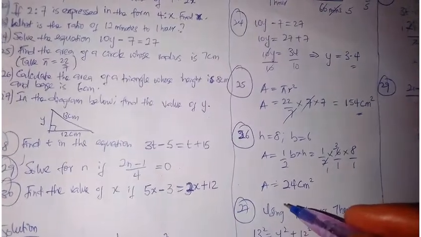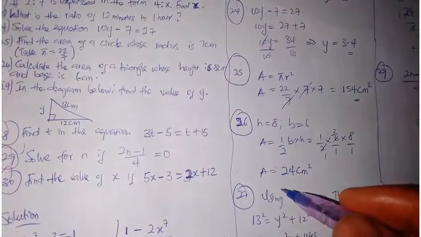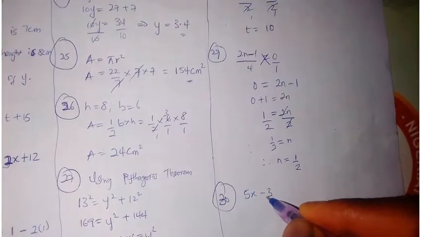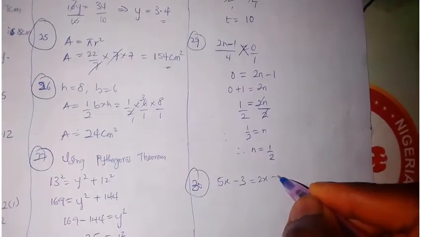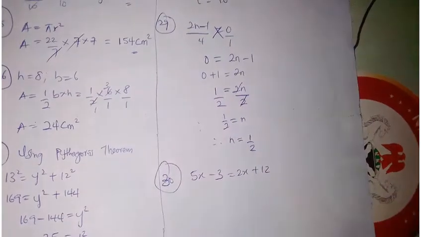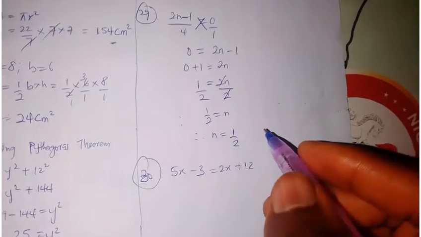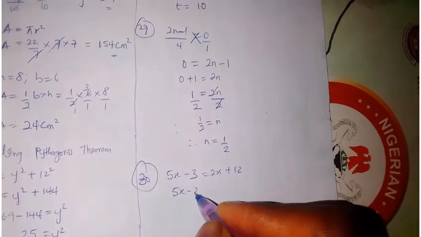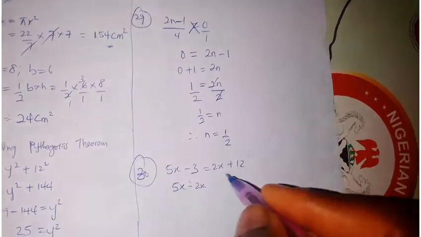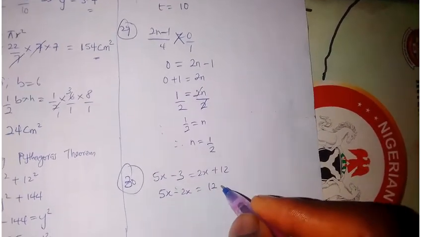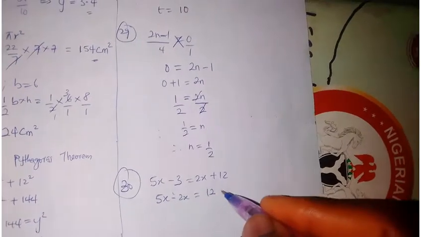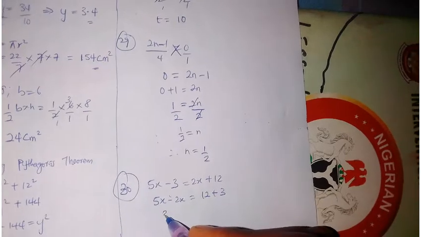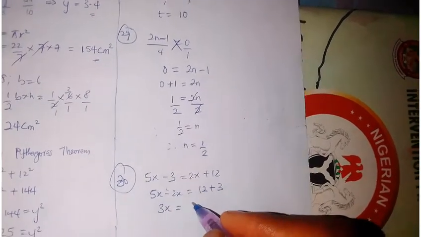Find the value of x if 5x minus 3 equals 2x plus 12. This is also a simple equation. Bring like terms together. 5x minus 2x, this one comes here, equals 12, which was here before. Bring minus 3, it becomes plus 3. 5 minus 2 is 3, so that's 3x equals 12 plus 3.